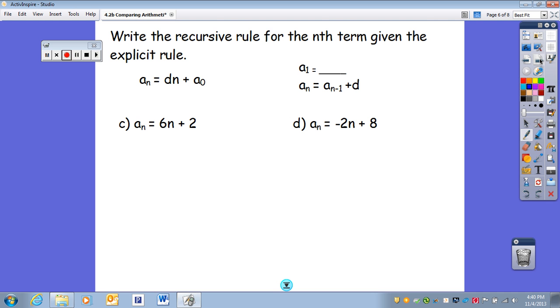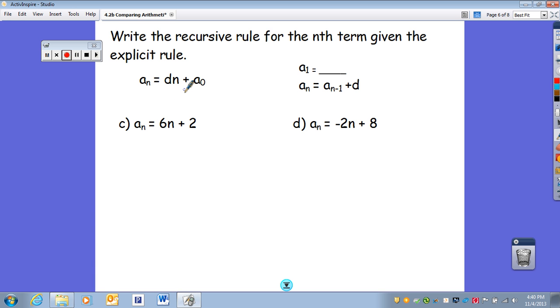Let's take a look at some other examples. Can we go the other way around? This time I'm going to be given the explicit rule, and I want to write the recursive rule. So the first thing I look for in my formula is my d. So d is equal to 6.